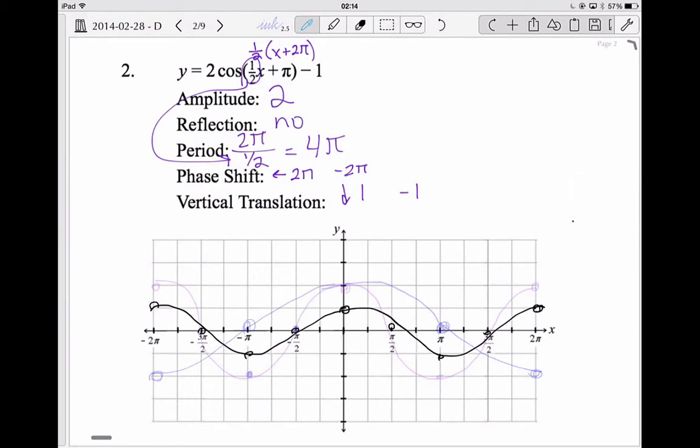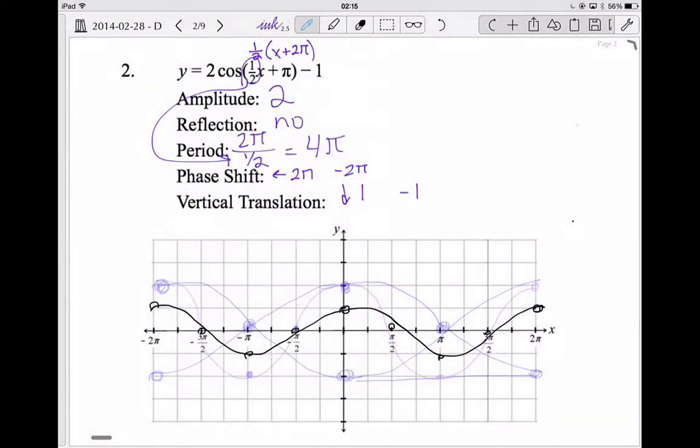Then I have to do my translations. I have a phase shift going to the left 2 pi. So let's see, left 2 pi. So this would be over here. Oh, interesting. This would be 1, 2 over there. And this goes over there. And so my new function goes like that, which looks a lot like a reflection of cosine.